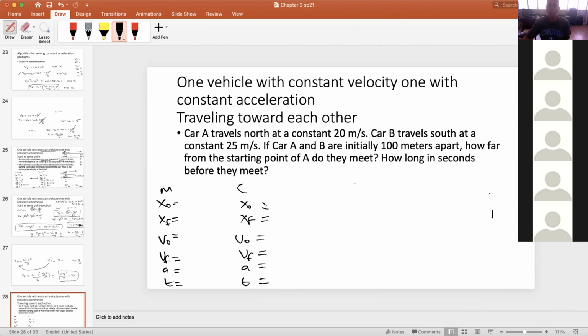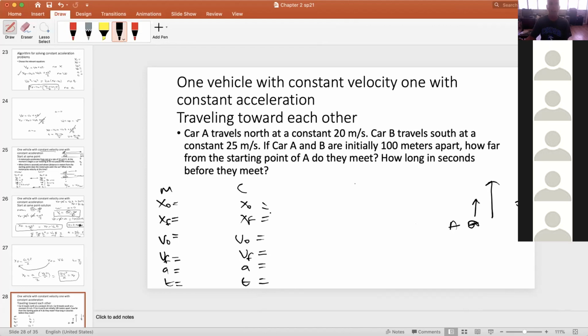So the car is traveling north. I'm not going to draw the car traveling north, but it's going north at 20 meters per second. Car B is traveling south at 25. So this is car A, this is car B. And if they're initially 100 meters apart, when do they meet?